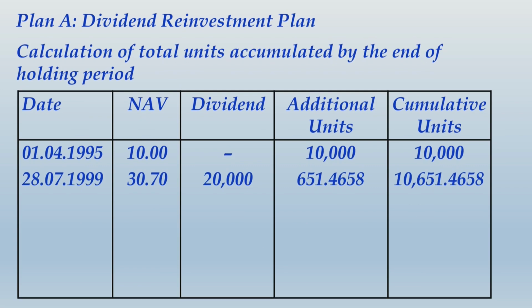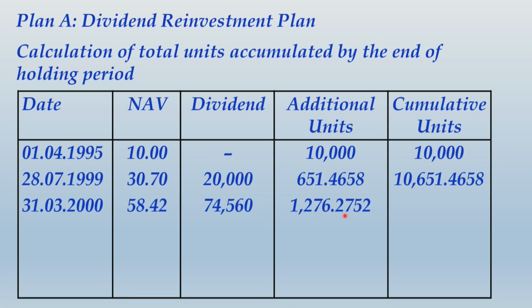Now let us come to the next date, that is 31st March 2000. NAV on that date is 58.42. Now dividend will be at the rate of rupees 7 per unit, and 7 per unit multiplied to 10,651.4658 would give you rupees 74,560 of dividend. That dividend divided by the NAV prevailing on that date will give you the additional units that will arise on dividend reinvestment. These additional units added to these cumulative units will give you the final quantity of cumulative units as 11,927.7410. So friends, these are the cumulative units as on 31st March 2000.